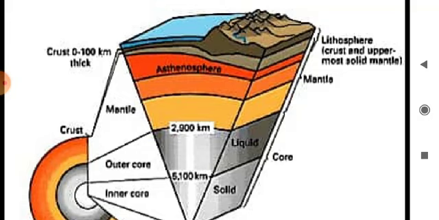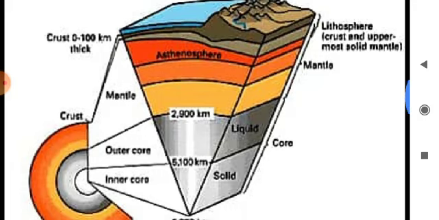Sial consists of solid or continental parts of the earth's crust. They are composed of many kinds of rock which have the density and composition of granite. Now coming to sima, whose composition is similar to basalt, it's the oceanic crust.